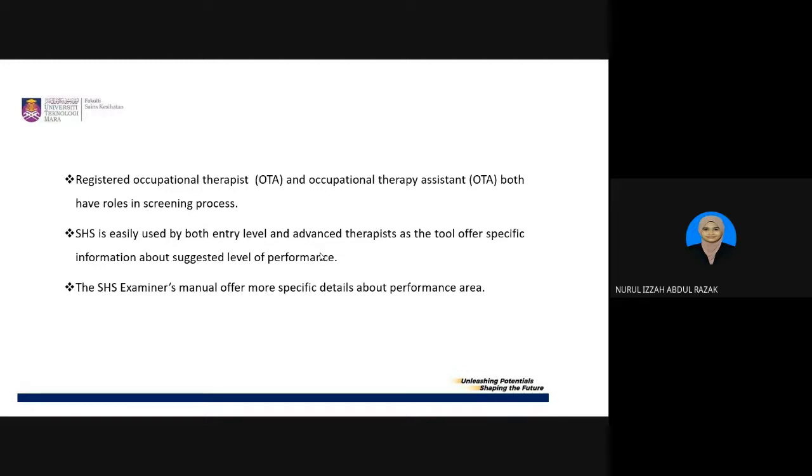Okay, for the screening process, OT have roles in the screening process. Then this assessment is easily used by both entry level and advanced therapists as the tool offers specific information about suggested level of performance. Then the manual also offers more specific details about the performance area.